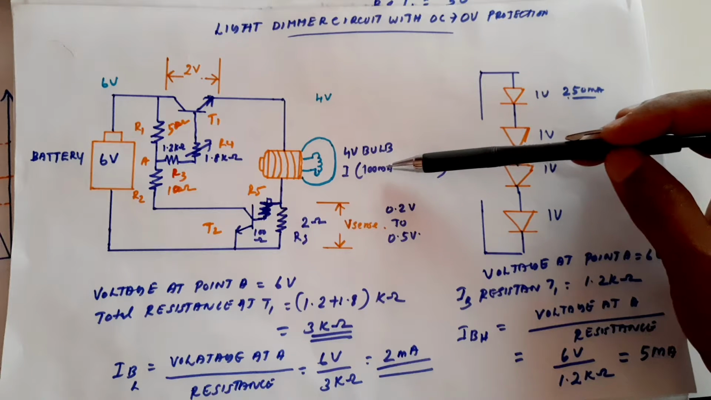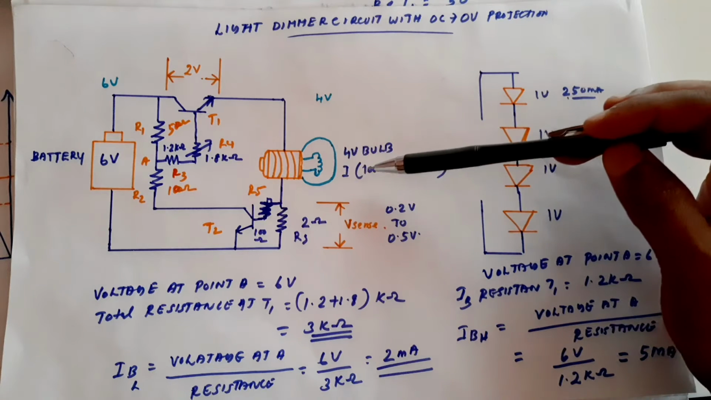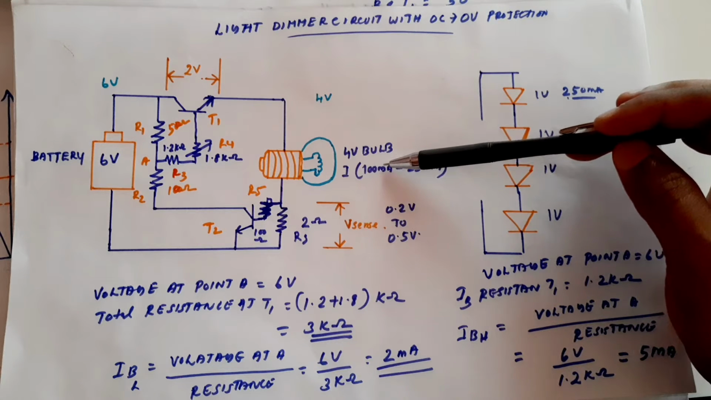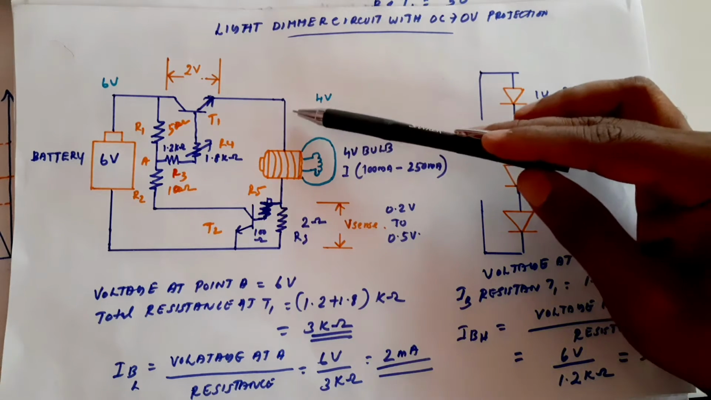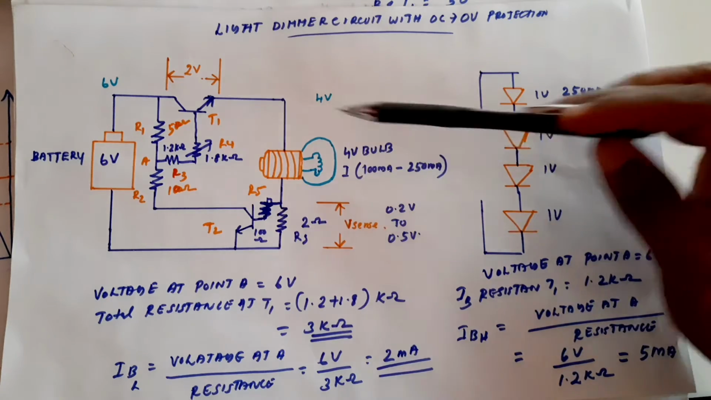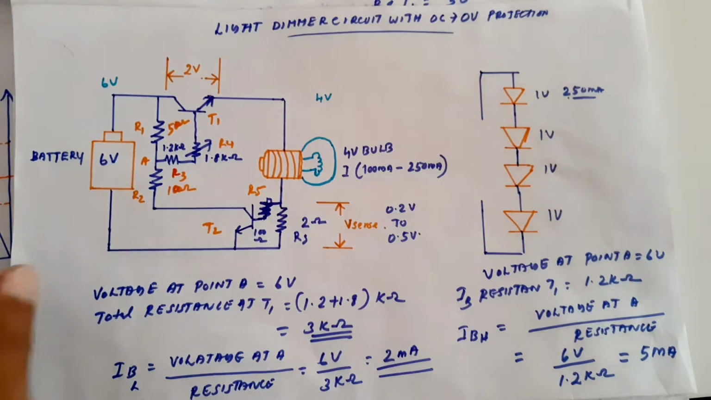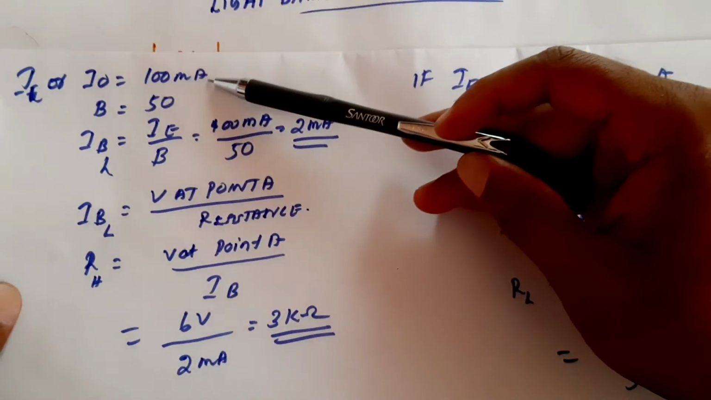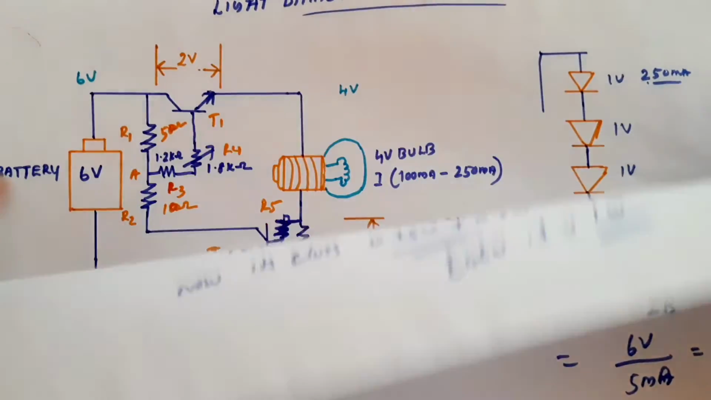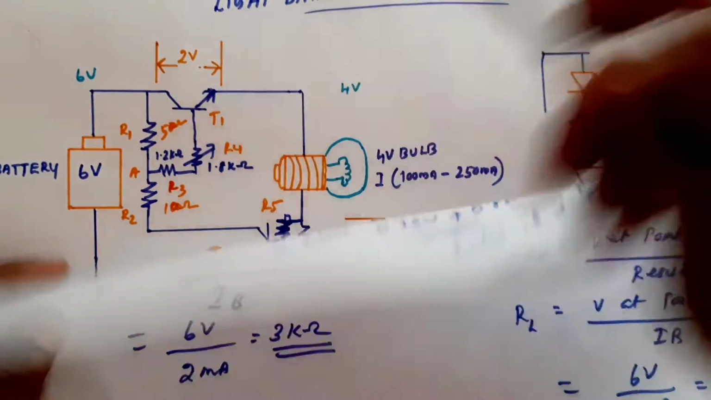Here, the bulb requires a voltage of 4 volts and a minimum current of 100 milliamperes for low light and 250 milliamperes for high light. If we want 100 milliamperes here, what will we do? So if we want 100 milliamperes at the output, and this transistor has a beta of, say, 50.